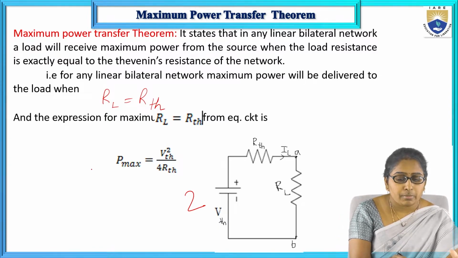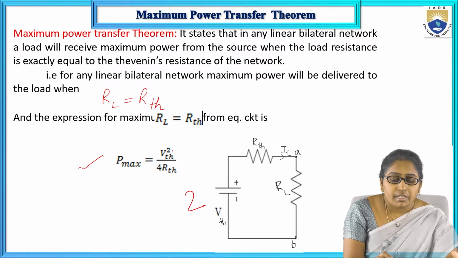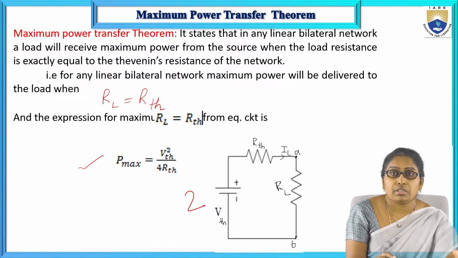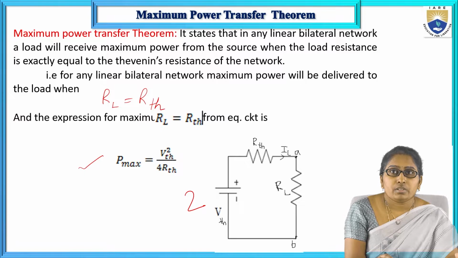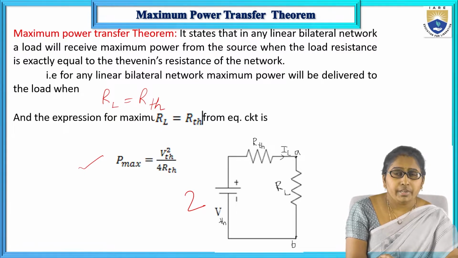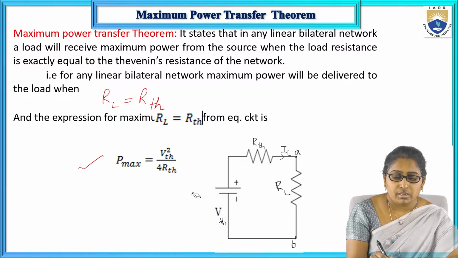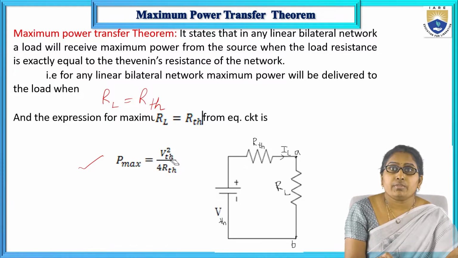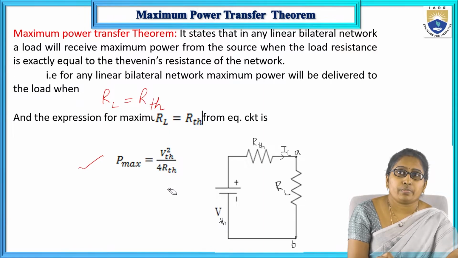The expression for maximum power, denoted with P max, is given by VTH square by 4 RTH. VTH square by 4 RTH. VTH is the Thevenin's voltage of the circuit, and RTH is the Thevenin's resistance of the circuit.